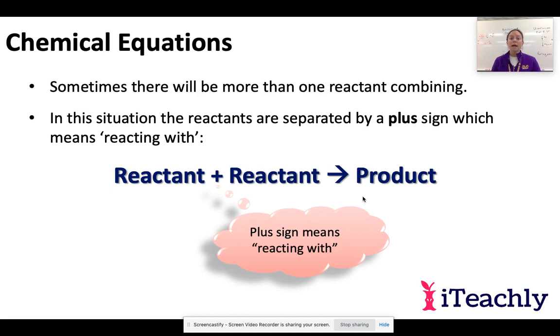And so sometimes we have more than one reactant, and actually sometimes we have more than one product. So how do we differentiate that? Well, we use this plus sign. Just like in math, you're adding to. So I'm going to add reactant 1 to reactant 2. I'm going to add my oxygen. I'm going to add my hydrogen. And we're going to add them together, or hydrogen and oxygen are going to react with each other, right? And so what does it yield? What does it produce? That water.